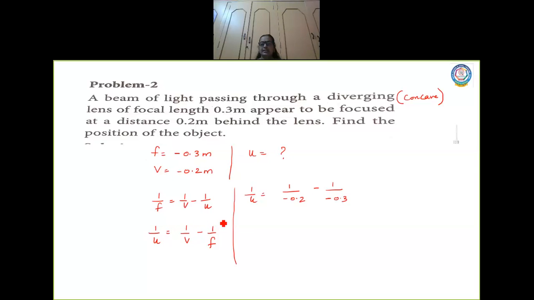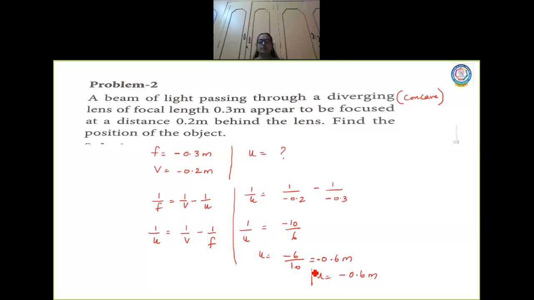Now when I take the LCM and simplify, 0.2 and 0.3 are there, convert it into centimeter. 0.2 meter can be converted as 20 centimeter, and 0.3 meter can be converted into centimeter as 30. When you convert and take LCM and simplify, I will get the value of 1 by U to be minus 10 by 6. In that case, U will be minus 6 by 10, which is equal to minus 0.6 meter. So U will be minus 0.6 meter.